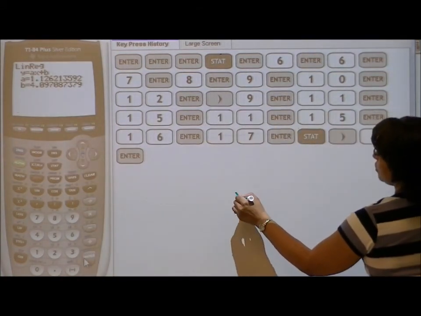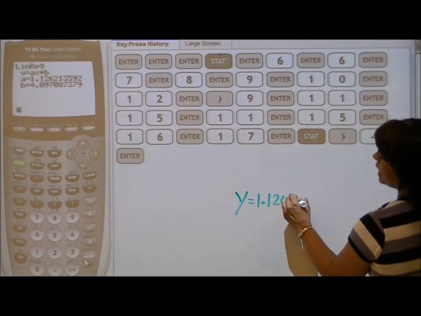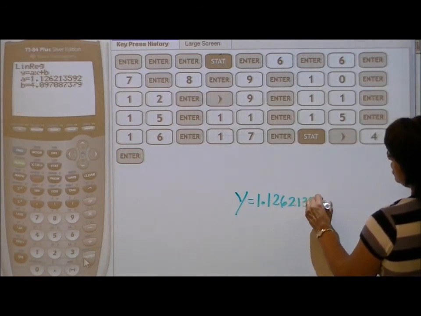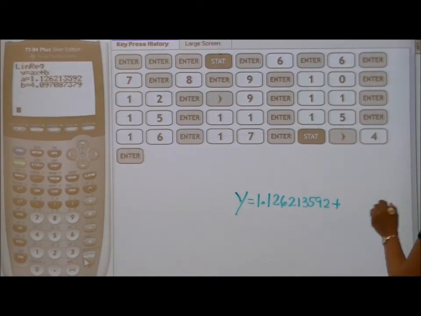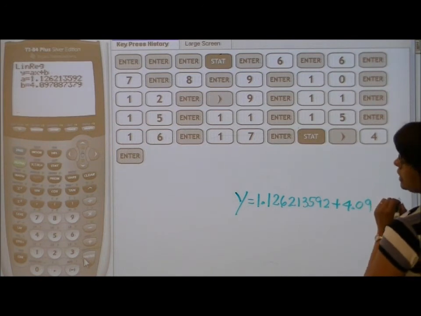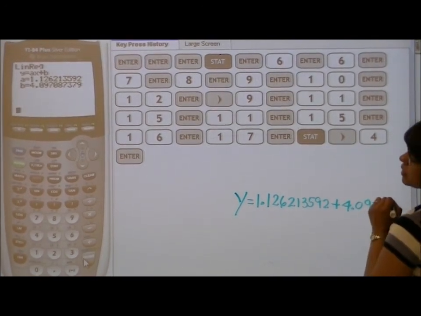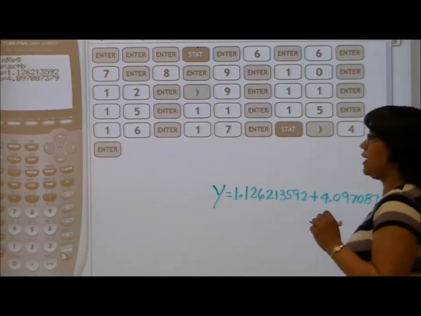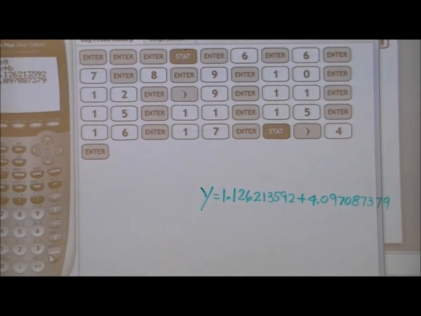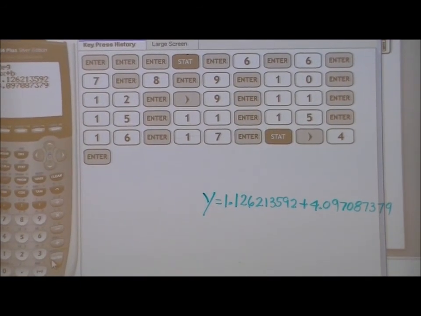So y is equal to 1.4097087379. I wrote the whole thing because sometimes you lose numbers in your answers on these multiple choice tests. I've seen that happen, so I'm going to put the whole thing in. So now we'll go to y equals and we'll put that in. You can go ahead and just put the numbers in.